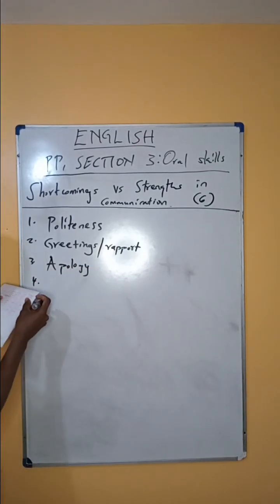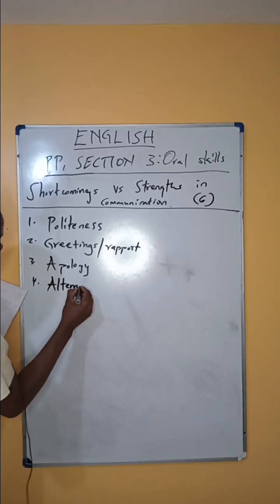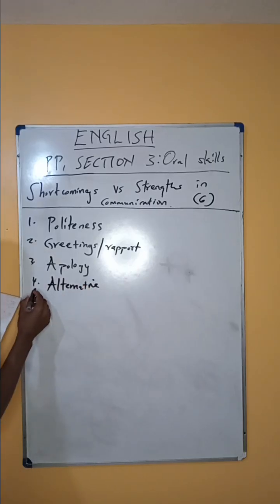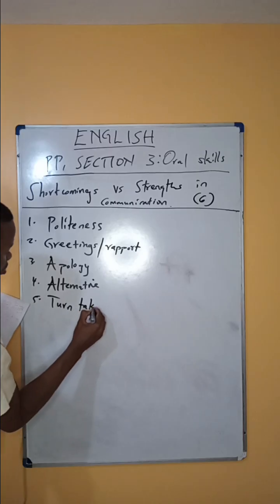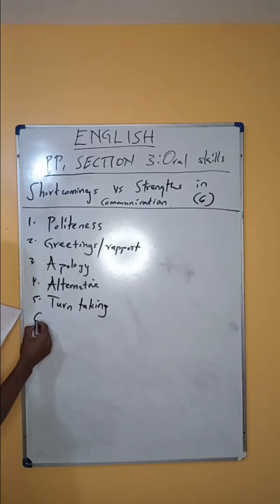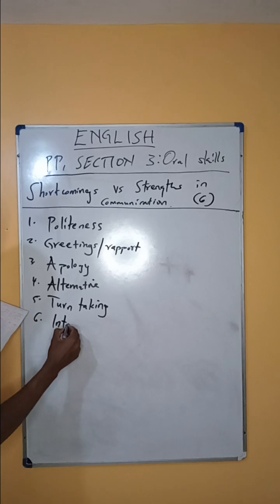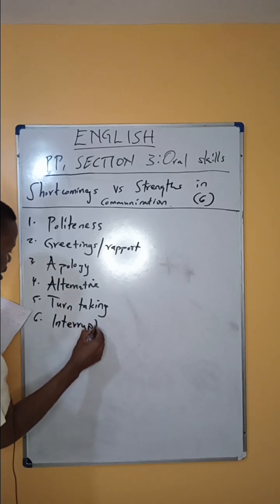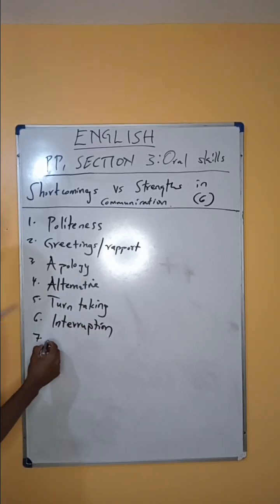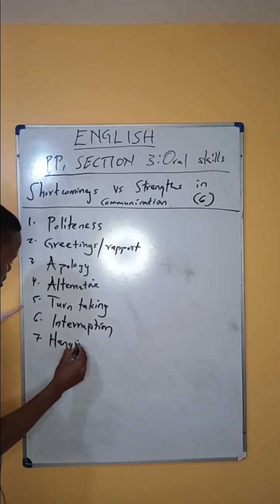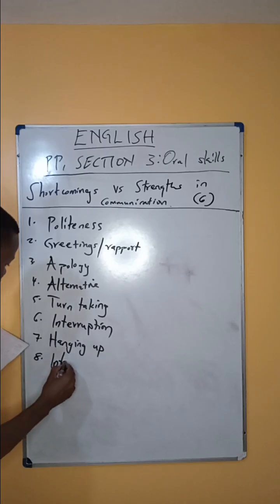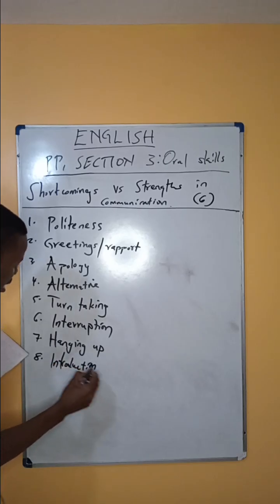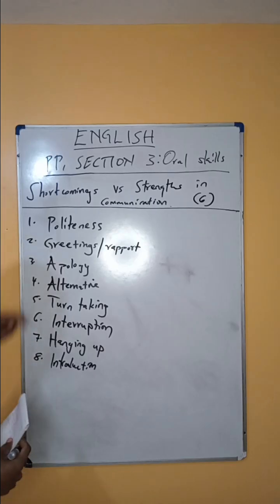Number 4, can talk about alternative. For number 5, can talk about turn taking. Number 6, talk about interruption. Number 7, talk about hanging up. And number 8, talk about introduction. There can be more, but we're going to focus only on these 8.